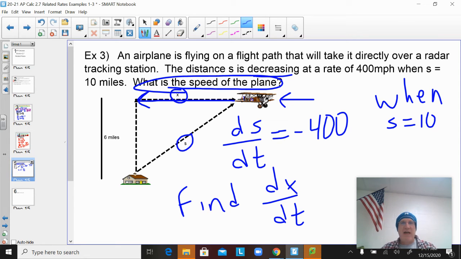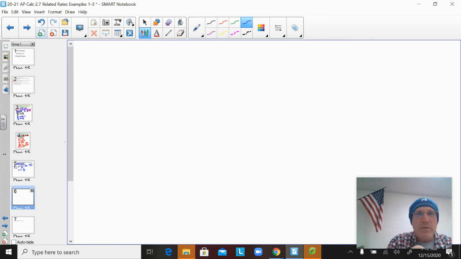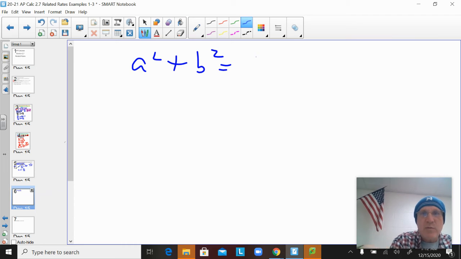So now I think I labeled my picture. I identified what quantities it gave us and what quantities it is asking for. I need an equation that relates them. In this case, I've got the three sides of a right triangle. It told us that we're 6 miles off the ground there. So whenever you see three sides of a right triangle, you need to think Pythagorean theorem. So my formula is going to be a squared plus b squared equals c squared.